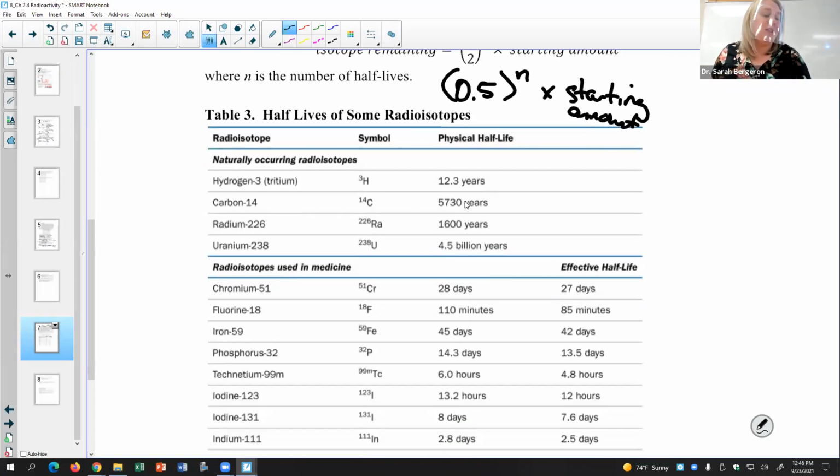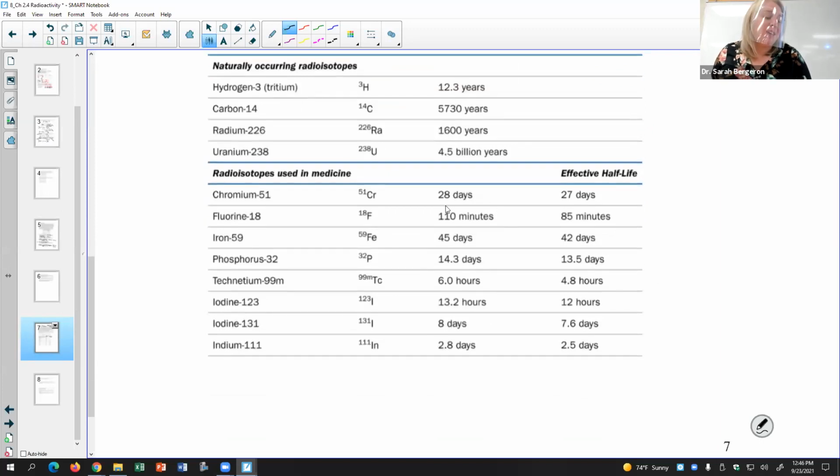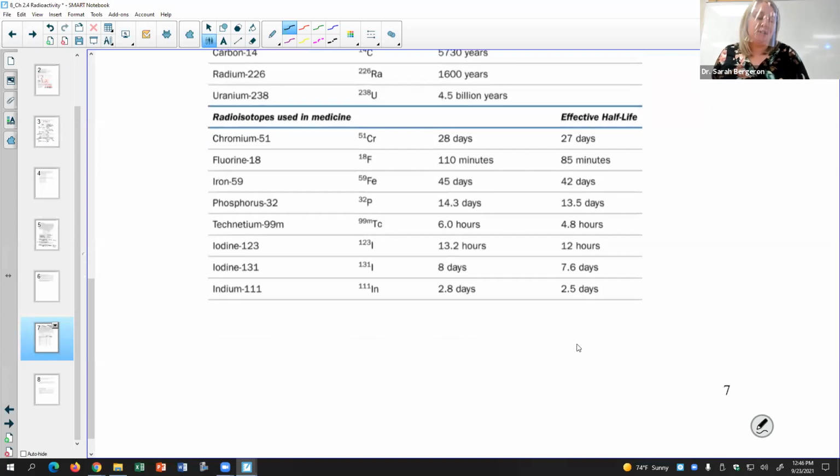Look, see, carbon-14, thousands of years, right? Radium-226, thousands of years. Uranium-238, billions of years. We do not want to mess with that, right? But look at medicine. Look at our half-lives. 28 days, but you're going to pee out some of it. So really, you're going to eliminate it a little bit more quickly. So that speeds up the half-life. So you go from 28 to 27. Do you see how the effective half-life is a little bit shorter for everything? That's because you're eliminating some of it.